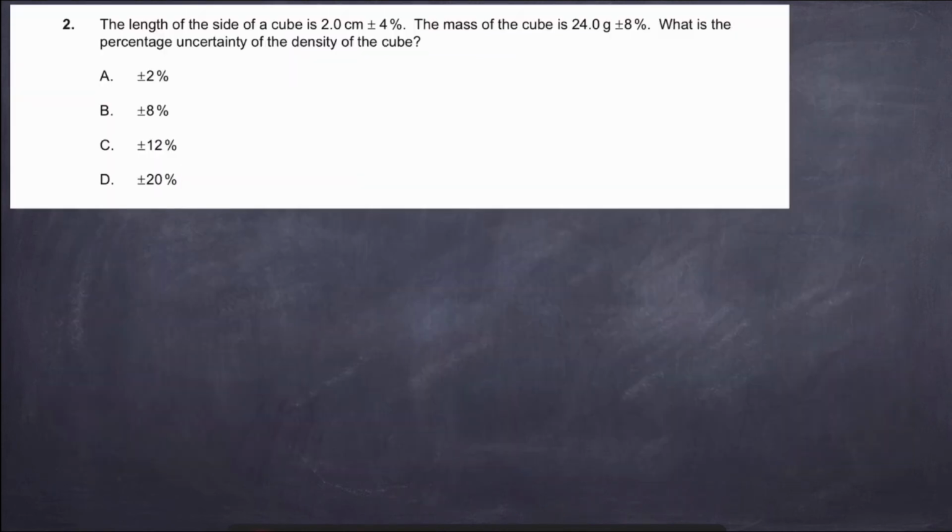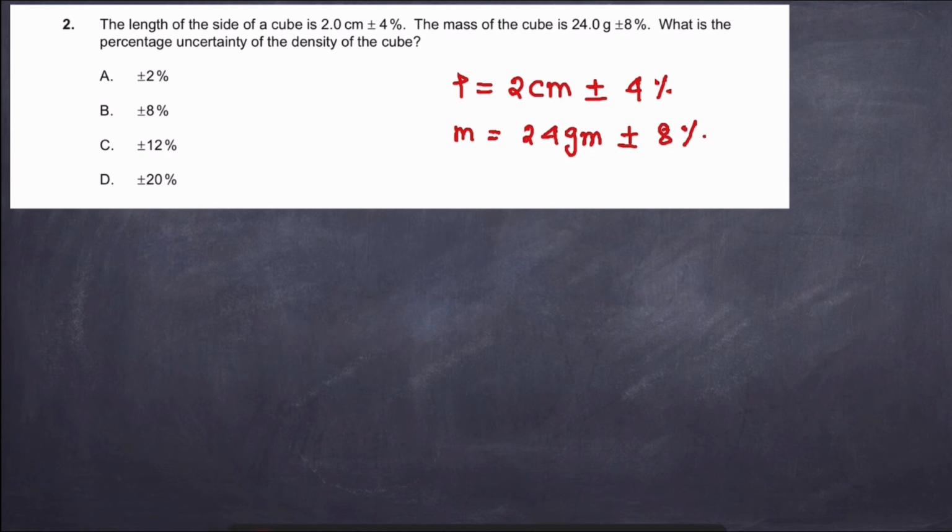Proceeding on to the next question, this also came in your IB examination. The length of the cube is given to be 2 cm plus minus 4%. Here 2 cm is the measured value of length and plus minus 4% is the percentage error in measuring the value of length. The mass of the cube is given to be 24 gram plus minus 8%. Here 24 gram is the measured value of the mass and plus minus 8% is the percentage error in measuring the value of mass.